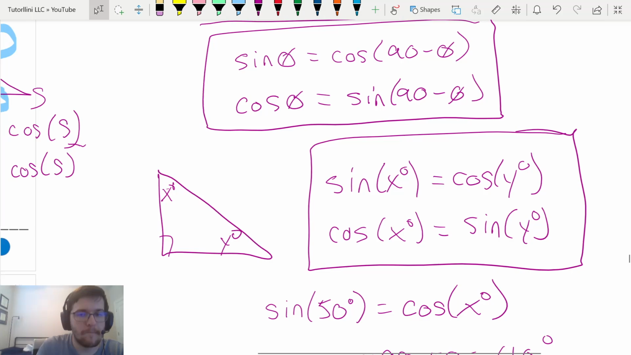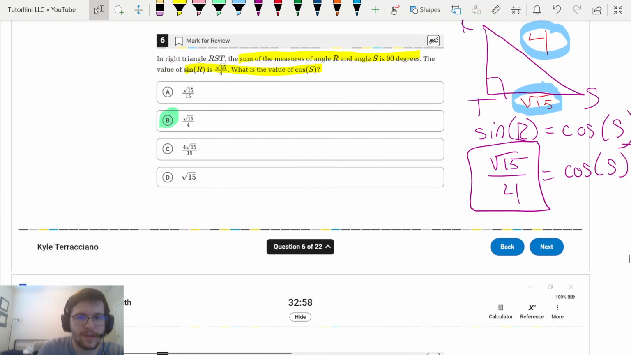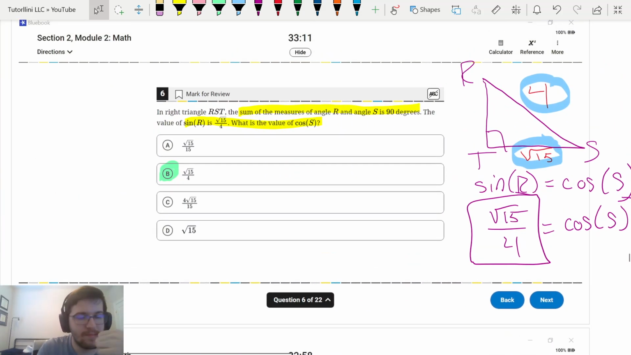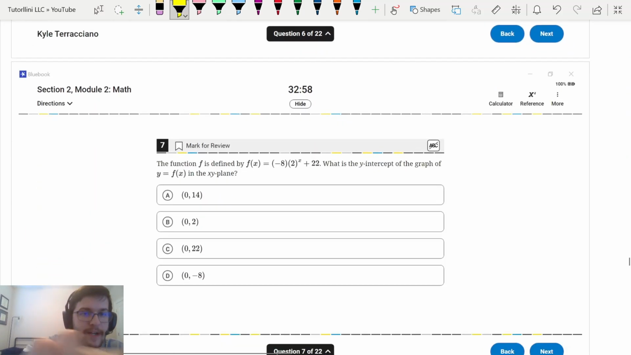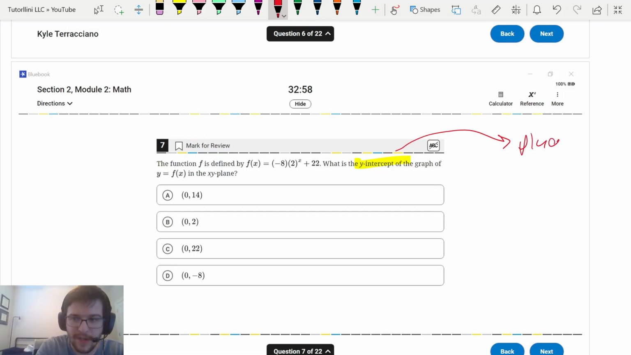Okay, great. So, yep, sine and cosine for complements are equal. Now, what's the y-intercept? Whenever we want to find the y-intercept of the equation, we plug in x equals 0. You've got to know that.